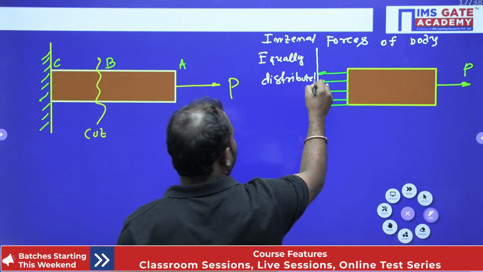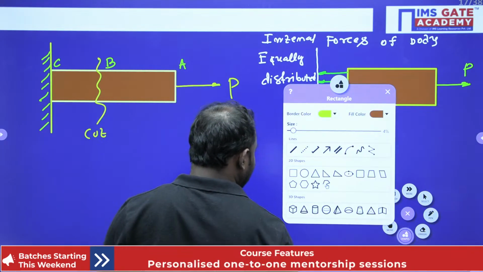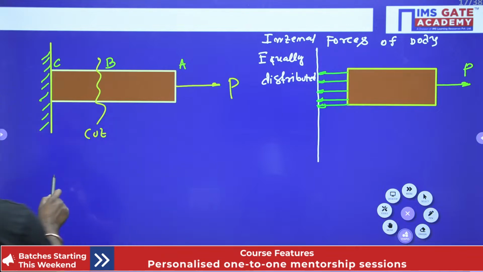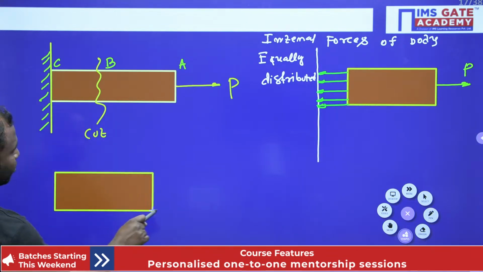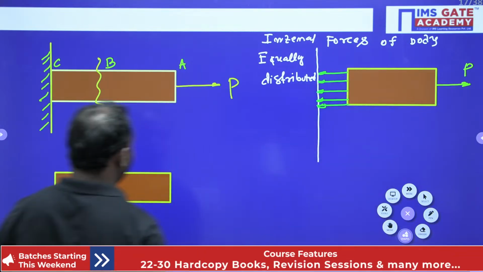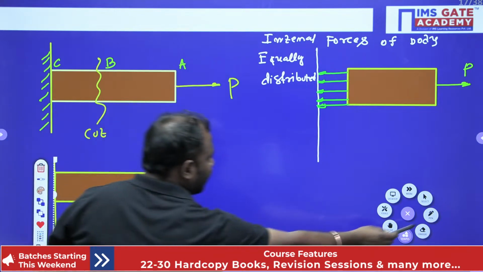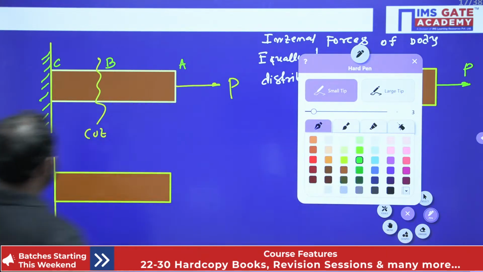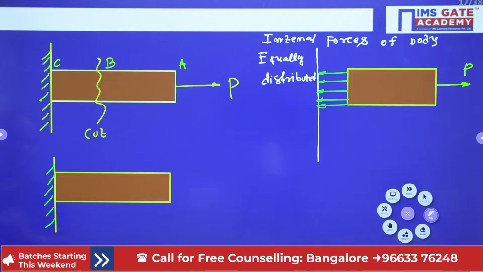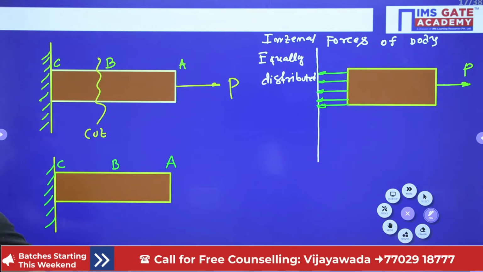Isn't it, guys? Equally distributed, right. Now let us go for another thing. Now in place of force, if I apply a moment, it is also fixed over here, right. Now here let us take that. This is point A, this is a B point and this is a C point.